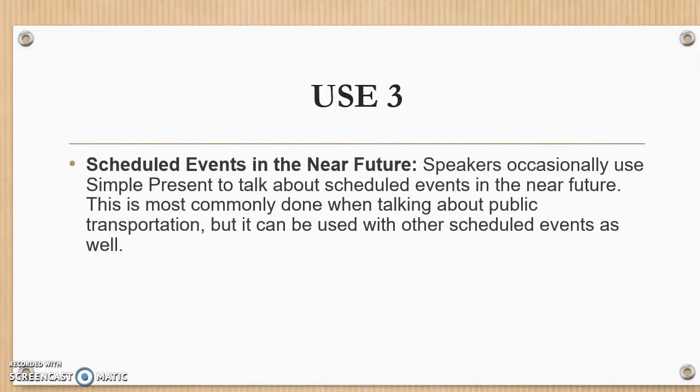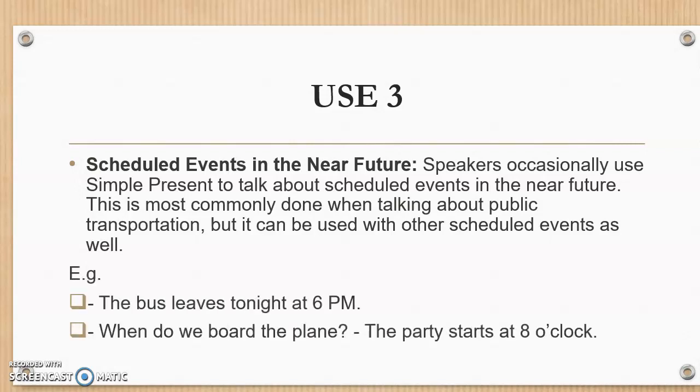The third use is for scheduled events in the near future. Speakers consciously use the simple present to talk about a schedule in the near future. This is most commonly done when talking about public transportation, but it can be used with other scheduled events as well. For example, the bus leaves tonight at 6 p.m.